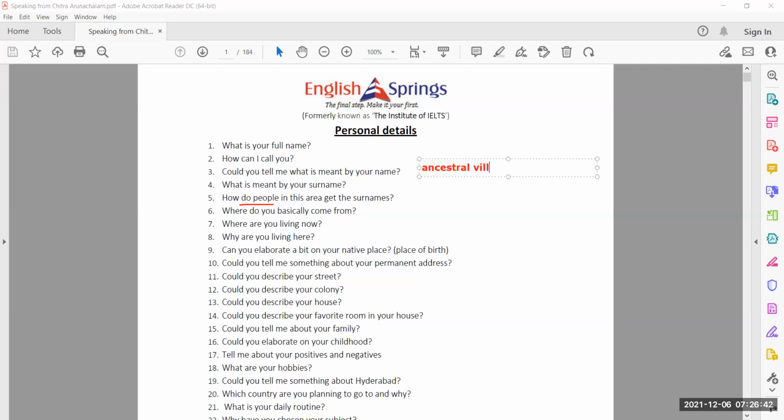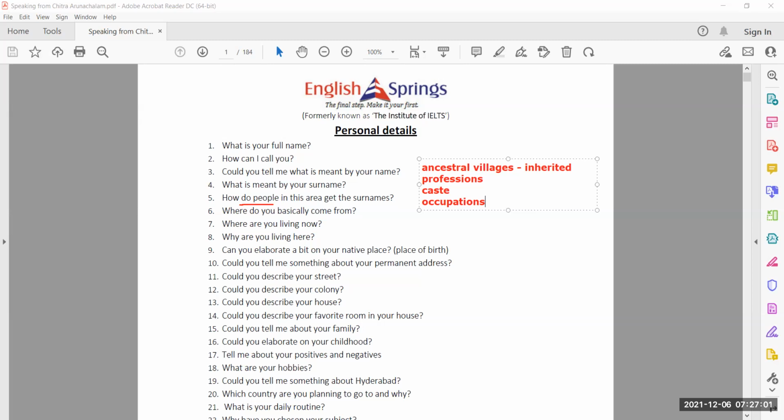Ancestral villages, inherited. Okay, I'm talking about that. And professions, sometimes through caste, and occupations. Okay, this is how the people in our area get the surnames, right?